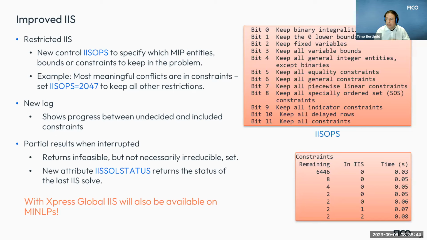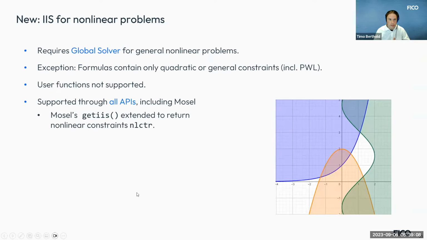Until recently, if you did not find an IIS within your time limit, the solver would just stop. Now you get an infeasible subset, which is not necessarily irreducible, and a solution status which tells you which of the situations applies. And as I already spoiled, IIS will also be available for nonlinear problems, which is also new. We didn't offer this previously. Of course, you will need a global solver license for this. And again, just like in global, user functions are not supported here, but all other kinds of nonlinearities, convex, non-convex, doesn't matter. And you will get this through all APIs.